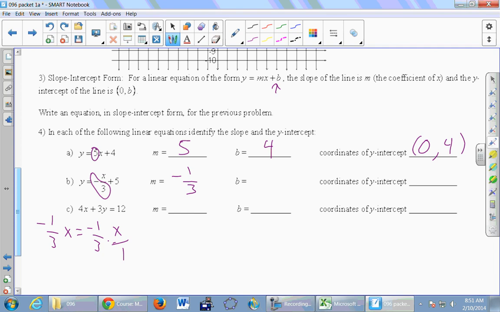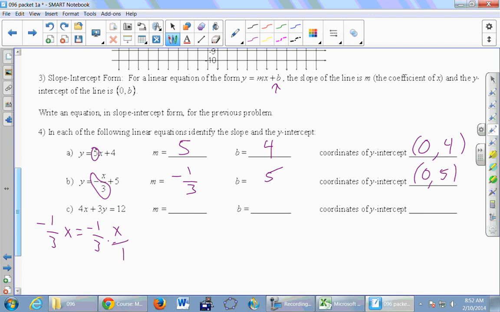Okay, and the b is 5, which means the coordinates of the y-intercept are (0, 5). Why is part C harder? It's in standard form. It's not in this slope-intercept form. If it looks like y equals mx plus b, that information is just sitting there ready for you to grab. But here it's not in mx plus b form.